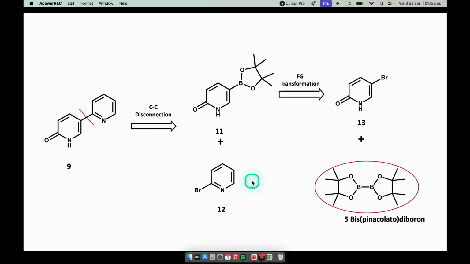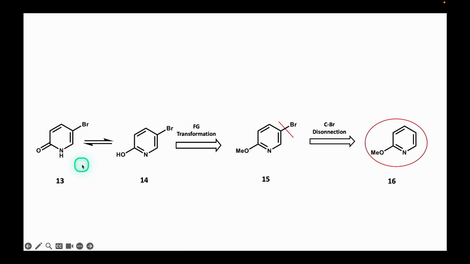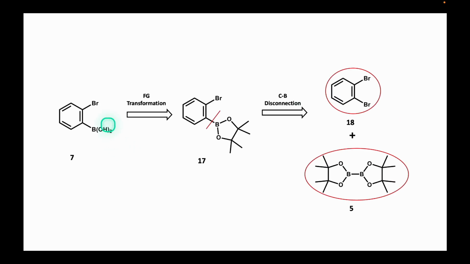The heterocycle in 11 can be incorporated into bromopyridone 13 by utilizing reagent 5. Pyridone 13 exists in a tautomeric equilibrium with hydroxypyridine 14. Thus, a functional group transformation generates bromo-methoxypyridine 15. A carbon-bromine disconnection in 15 gives rise to methoxypyridine 16 as a raw material.